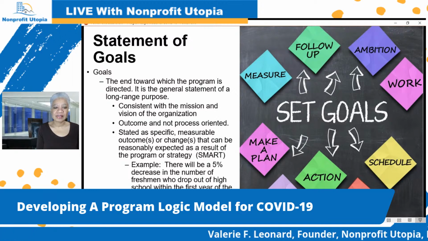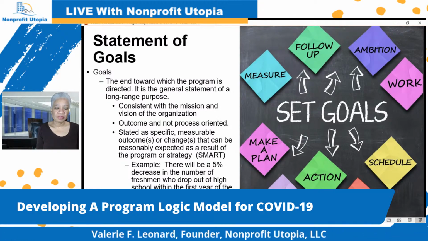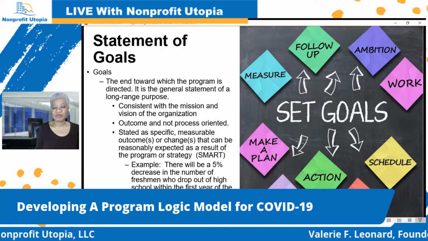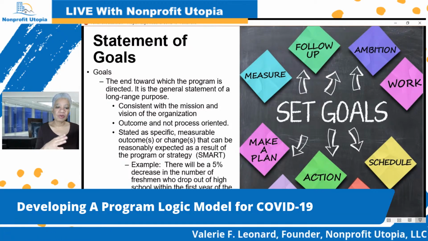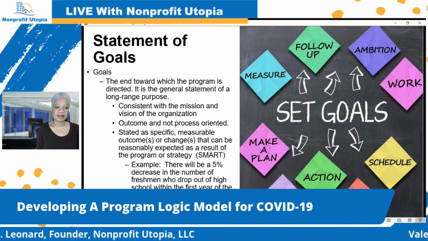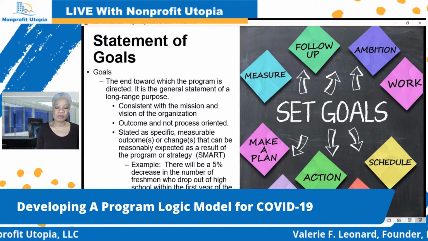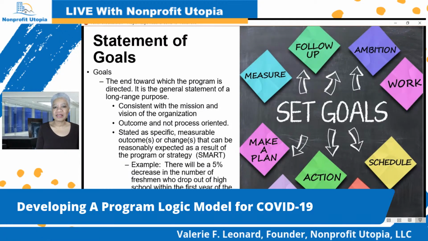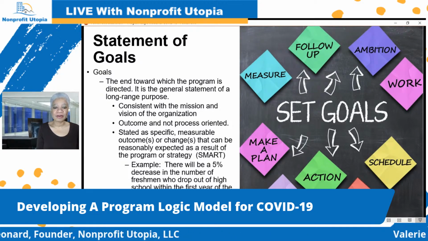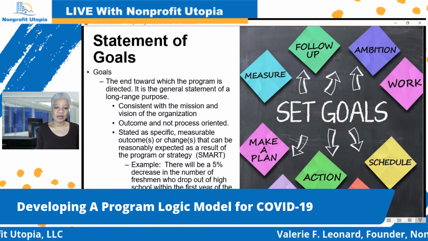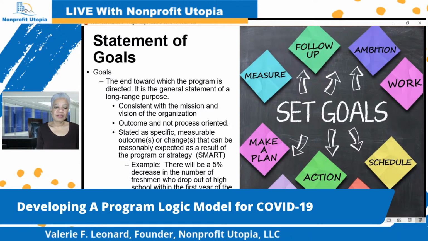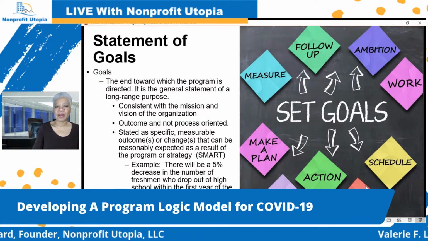All right, so here is an example. This is not a COVID-19 example, but here is an example nonetheless. It's SMART, which means it's specific, it's measurable, it's achievable. And achievable may vary based on what your organization is capable of doing, but something that is within the reach of your organization. It's realistic, again, realistic for the resources that you have, and it's timely. So you want to put a deadline on the action. So in this example, there will be a 5% decrease in the number of freshmen who drop out of high school within the first year of the after-school program.